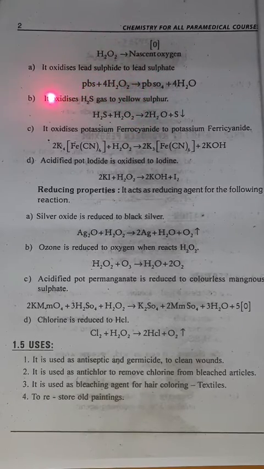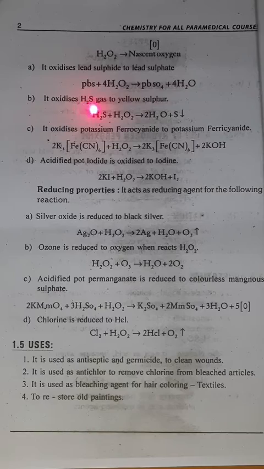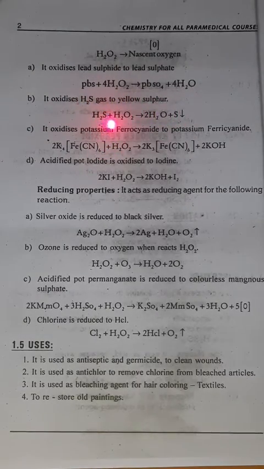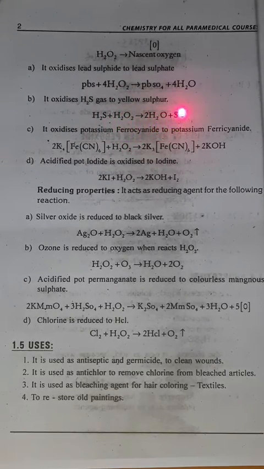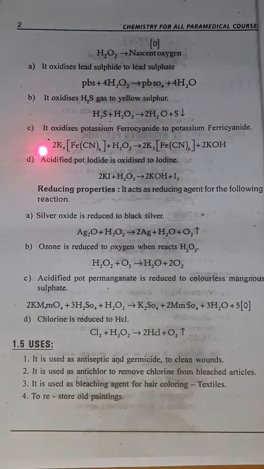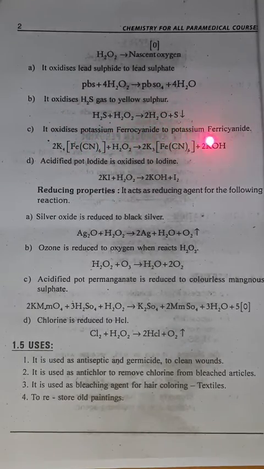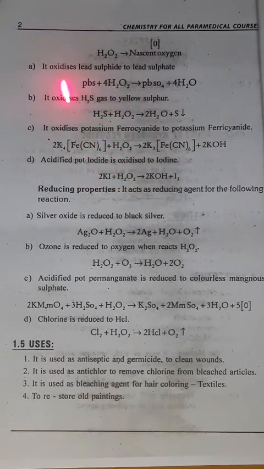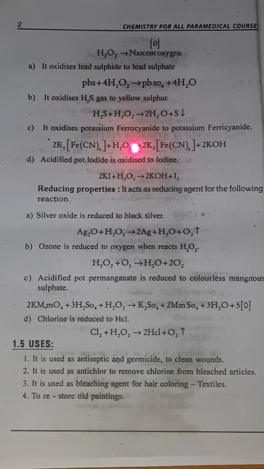The next one, it oxidizes hydrogen sulfide to yellow sulfur. So here hydrogen sulfide undergoes reaction with hydrogen peroxide, it gives yellow sulfur and water also. Next, it oxidizes potassium ferrocyanide to potassium ferricyanide. So it is also one of the oxidizing reactions.